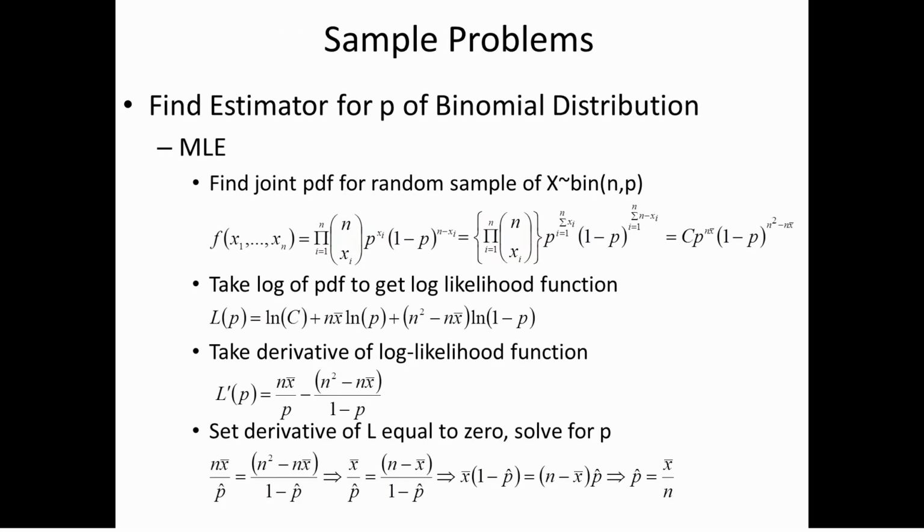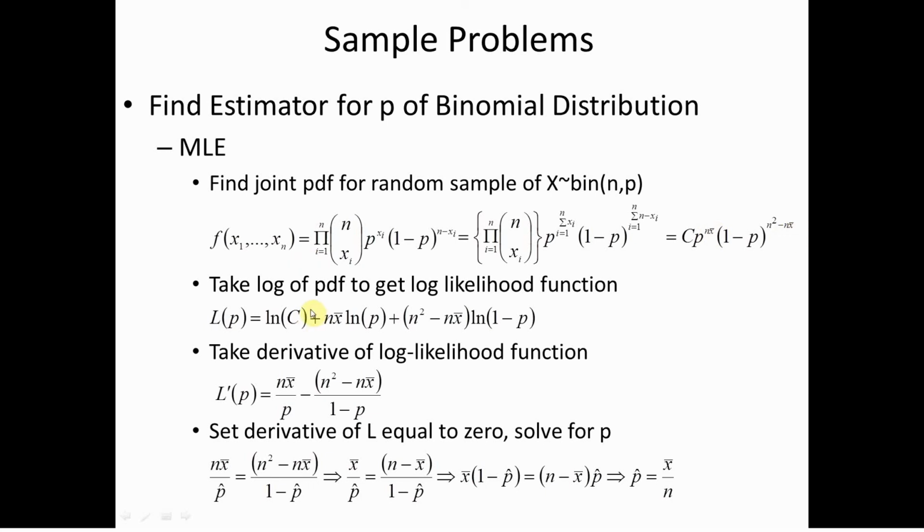Okay, let's look at a sample problem. Suppose we want the estimator for p of a binomial distribution. Let's find the MLE estimator. Well, first we're going to find the joint PDF, so it's the product of the individual PDFs for this random variable. I'm going to simplify it, and I'm going to represent the sum of the xi's by n x bar. That's a nice little technique we can use.